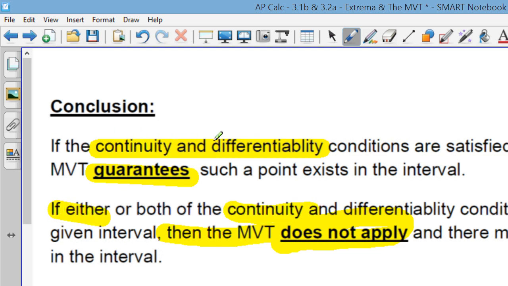If either continuity or differentiability is not satisfied, if it's one or the other that's not satisfied, then the theorem doesn't apply. There could be a point that works, but there's not necessarily a point that works, so we can't use the theorem in that case.